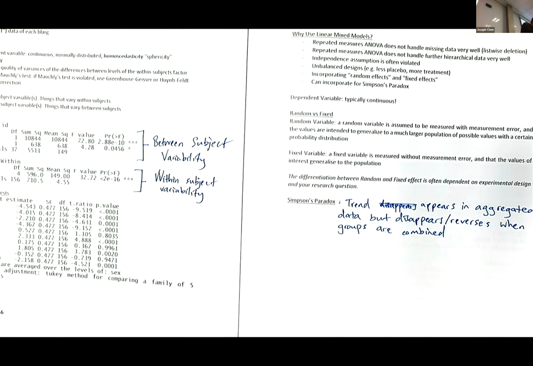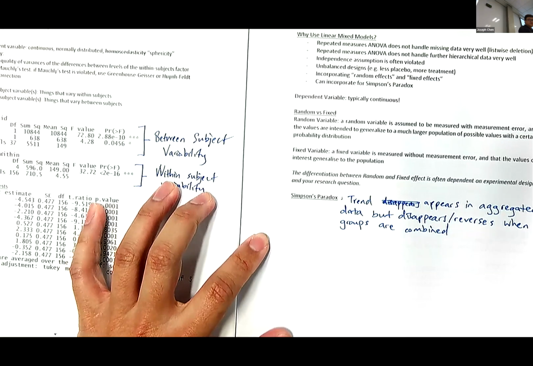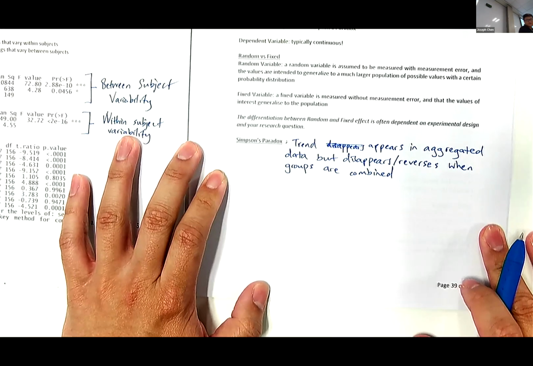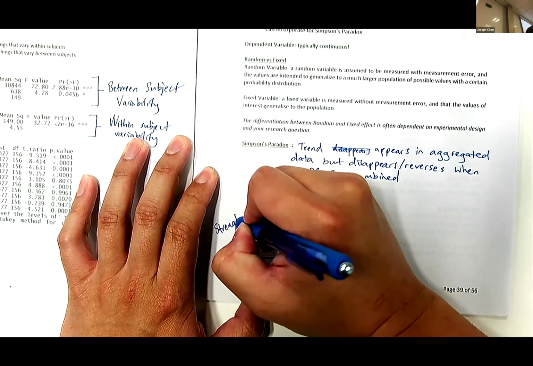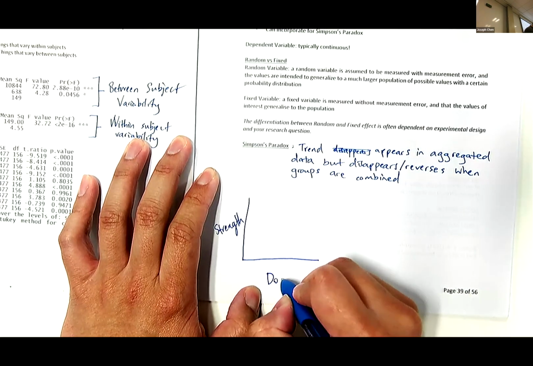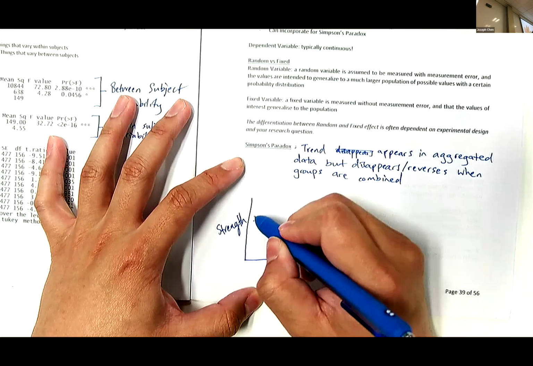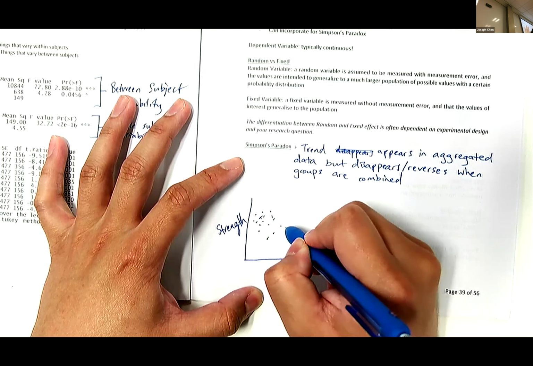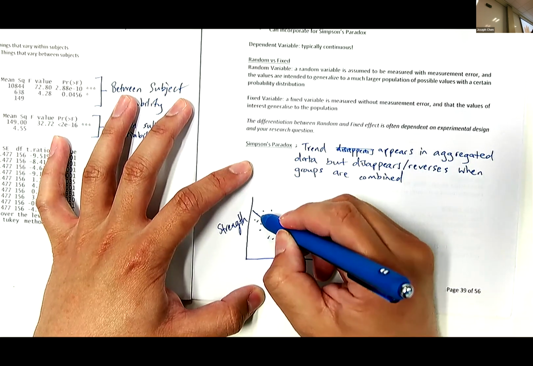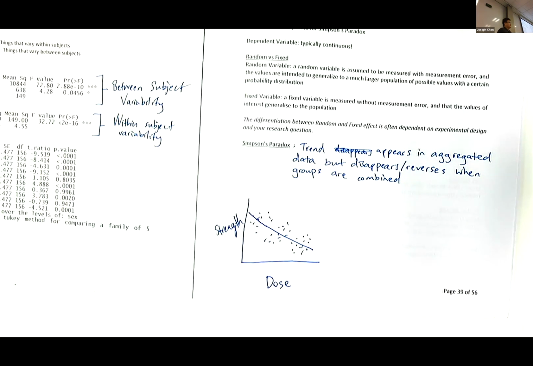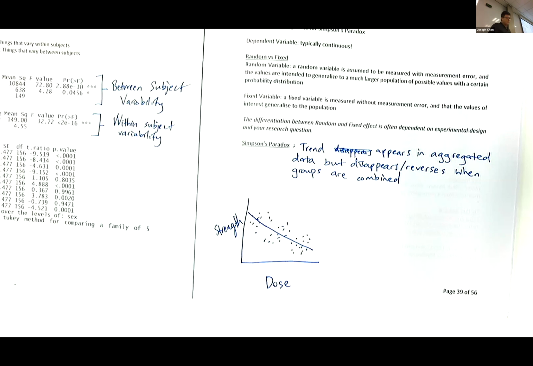Simpson's paradox: the trend appears in aggregated data, but disappears or even reverses when groups are separated. Now, what does that mean? So, for example, in our blarg example, let's say strength versus dose. Let's just say we saw something that looked like this. So we saw a trend that looks like this. So strength is negatively correlated with dose. That's what the data would seem to imply.